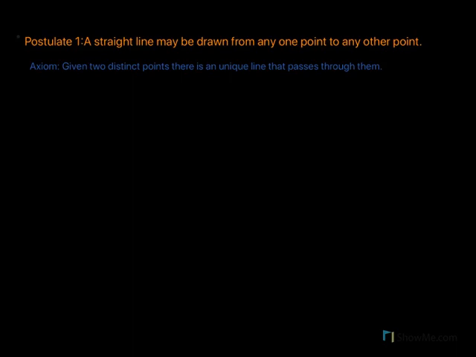Now, postulate 1: a straight line may be drawn from any one point to any other. So if I have one point here, A, and another point here, say B, between these 2 points I can draw a straight line. So a straight line may be drawn from any one point to any other point.